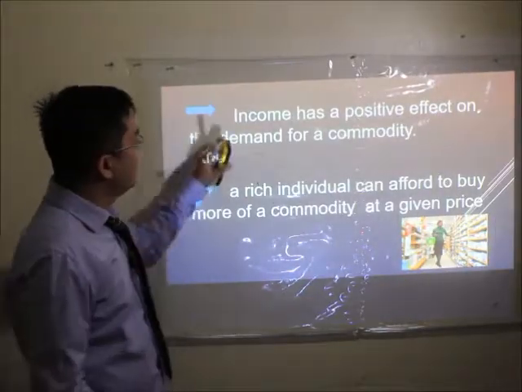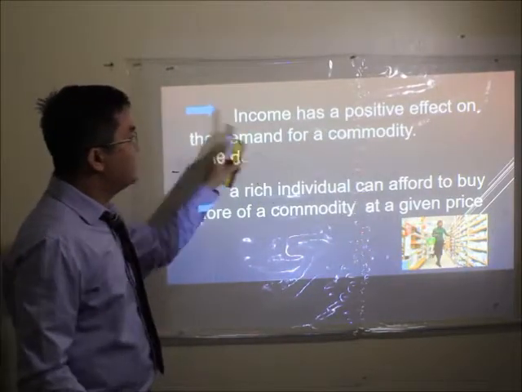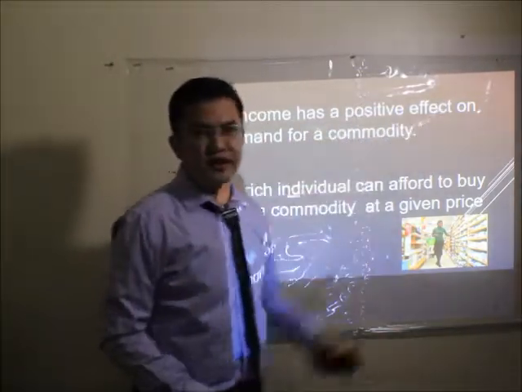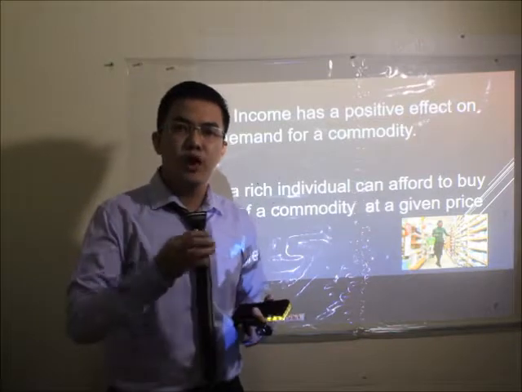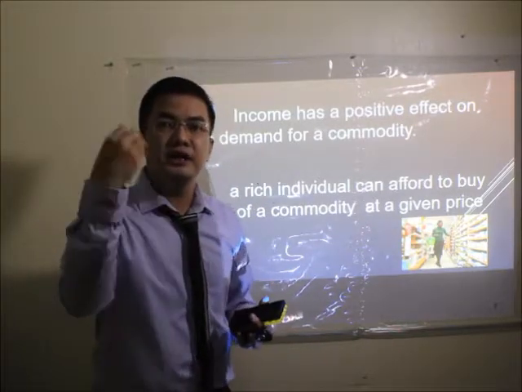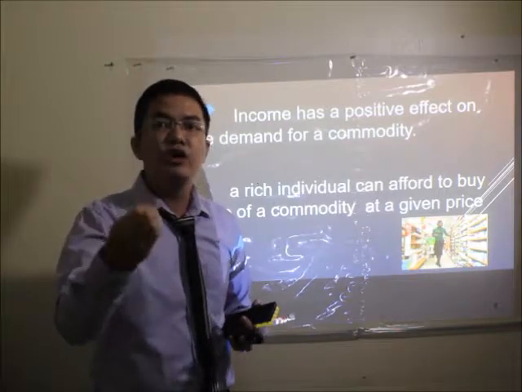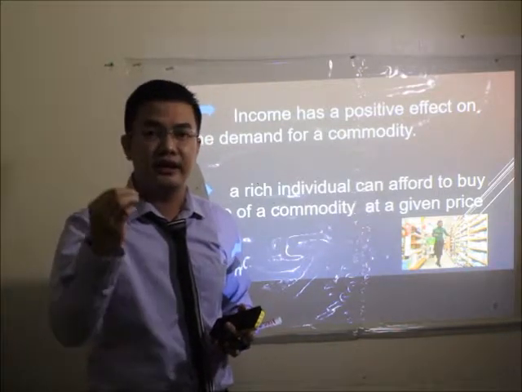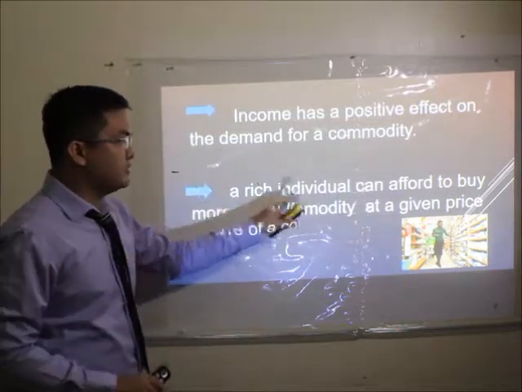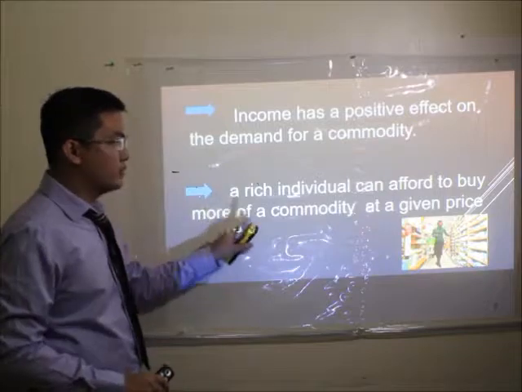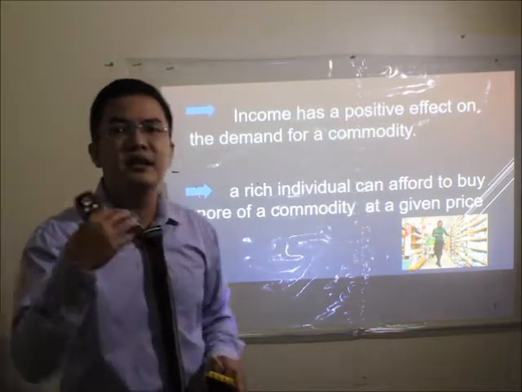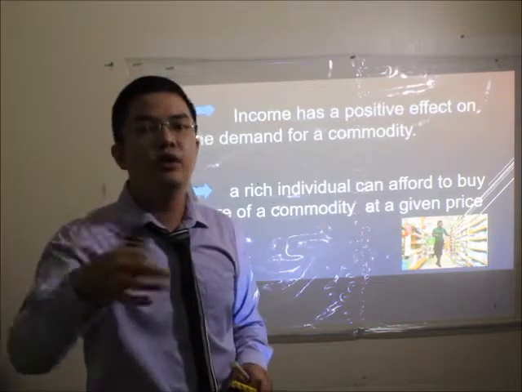Remember this. Income has a positive effect on the demand for a certain commodity. What do you mean by this? Positive effect. Therefore, once the income increases, the quantity of the commodity or the demand for a certain good also increases. That's the positive effect of this. This is the example. A rich individual can afford to buy more of the commodity at a given price. A rich individual, it's just because he has a lot of income, greater income or more income.